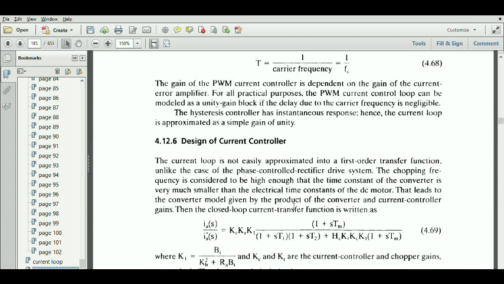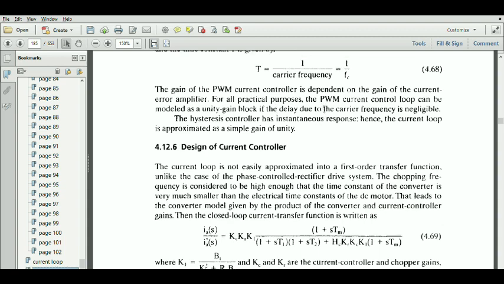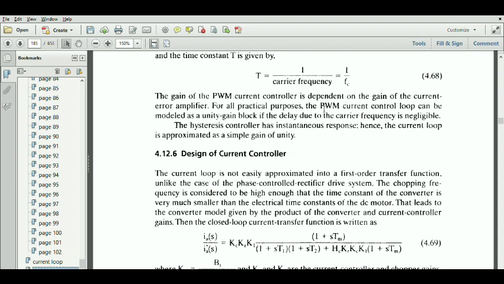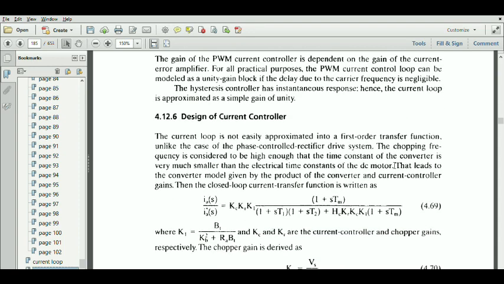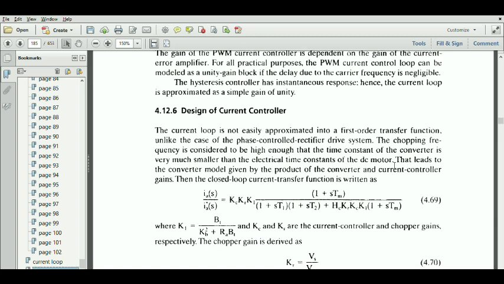When you are designing the current controller, I have already told you that the chopping frequency is considered high enough that the time constant of the converter is much smaller than the electrical time constant of the DC motor. Then only can we directly multiply the transfer functions when modeling. Otherwise we have to go through some other procedures. So it is better to make the chopping time much lesser than the DC motor electrical time constant.